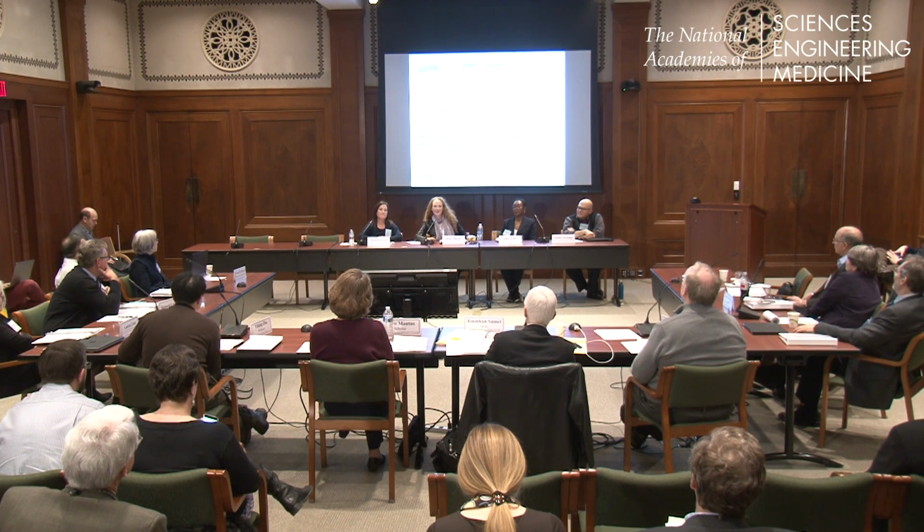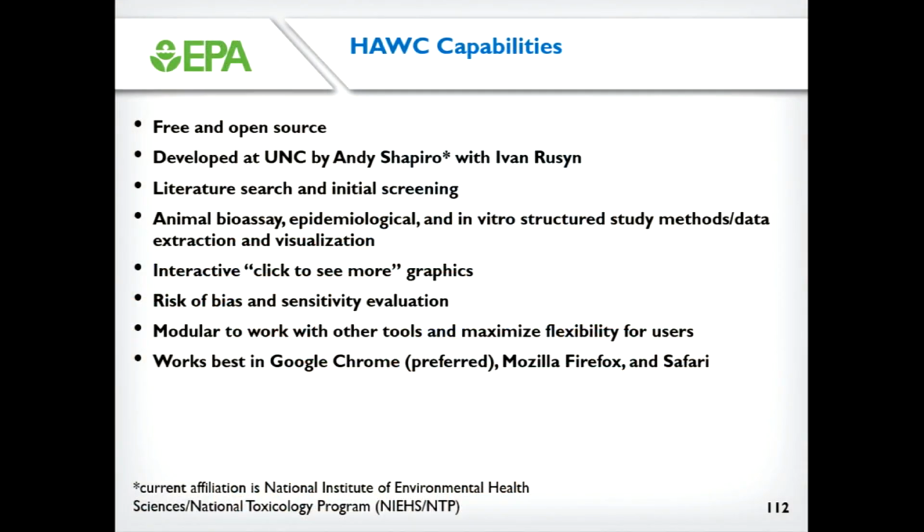Okay, and now we'll move on to Hawk. Hawk is free and open source. It was developed at UNC by Andy Shapiro and Yvonne Rusin. Andy Shapiro is now at NIH. They're very, very lucky. He's such a fabulous find.